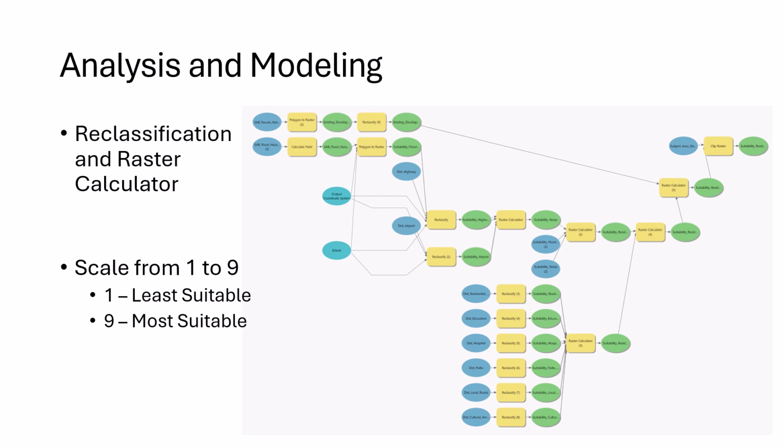Once each of the distance accumulation rasters were reclassified, I used a tool called Raster Calculator to combine those rasters into four different categories. So first, I looked at the physical suitability from objective 1, and I combined highways and the airports to produce a noise pollution suitability raster, and then I combined that with the flood hazards raster to get a final result for objective 1, the physical suitability.